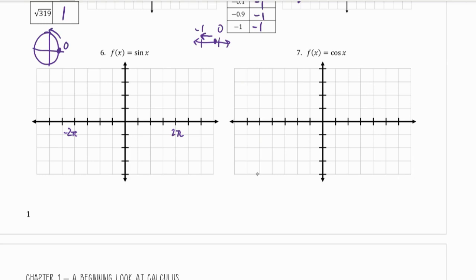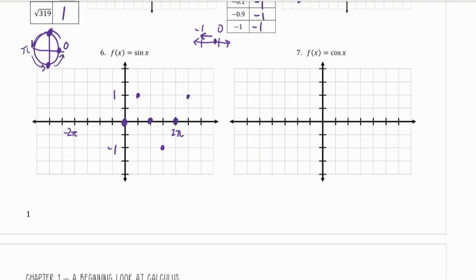So at 0 radians, what is the y coordinate? It is 0. I'll call this 1. And I'll call this negative 1. At pi over 2, what is the y coordinate? It's 1. So pi over 2, my y-coordinate is 1. At pi, my y-coordinate is 0. At 3 pi over 2, my y-coordinate is negative 1. And then at 2 pi, my y-coordinate is 0.